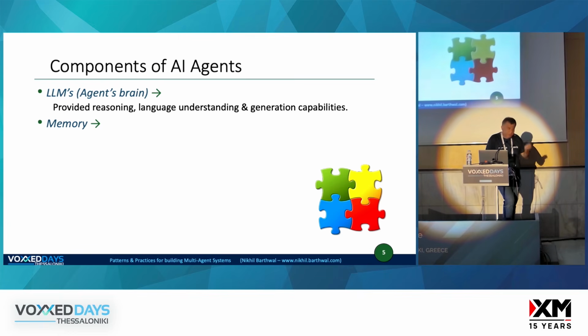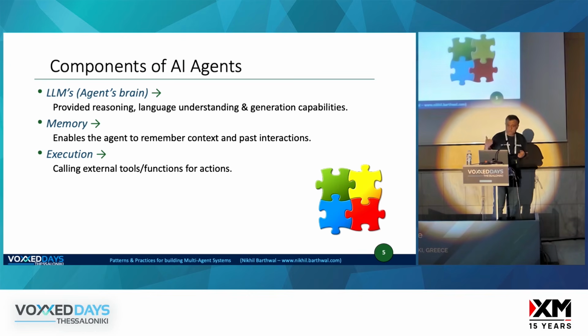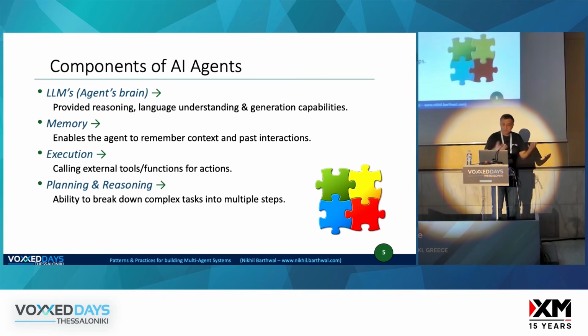You also have memory. An agent should remember what happened, right? So there's context, there's past interaction, there are technologies like chain of thought. If you really look at ChatGPT, you ask a question, it will give you an answer. Then you can ask a follow-up question, okay, change that. It remembers that interaction in a session, so it has memory. There's execution, because you're taking some action, so there are external tools or functions that you're going to call for actions. There's a step of planning and reasoning.